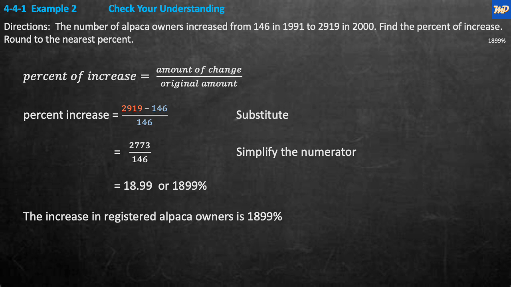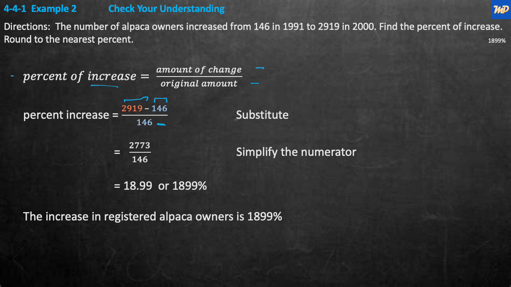The number of alpaca owners increased from 146 in 1991 to 2,919 in the year 2000. Find the percent of increase. Round to the nearest percent. Well, here's our formula again, percent of increase: amount of change over the original amount. That doesn't change for any of these, actually. So the percent increase is 2919 minus 146 divided by the original amount, which is 146.